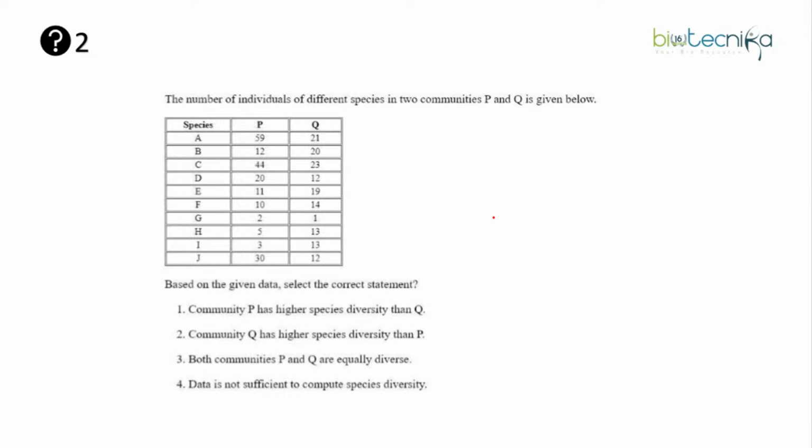The second question is from your chapter Community Ecology. They're asking: the number of individuals of different species in two communities, P and Q, is given below. So you have the species given here, and the individual abundance of the species in the two communities P and Q. Based on the given data, select the correct statement.